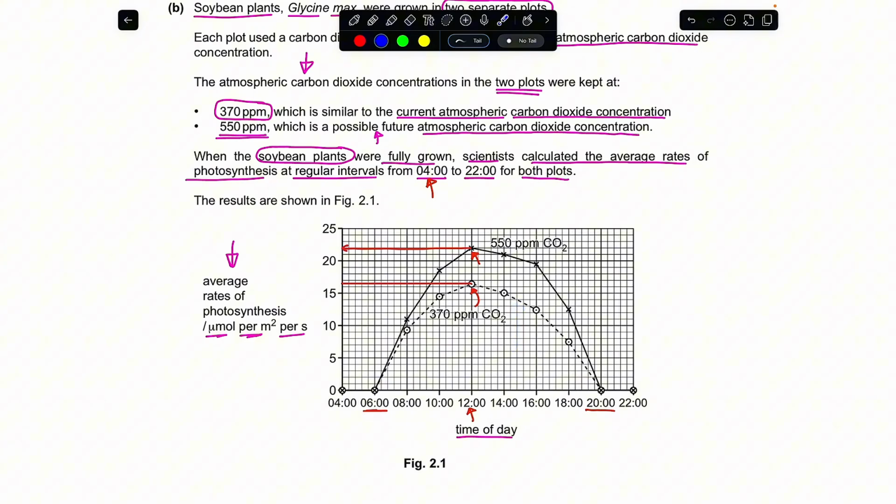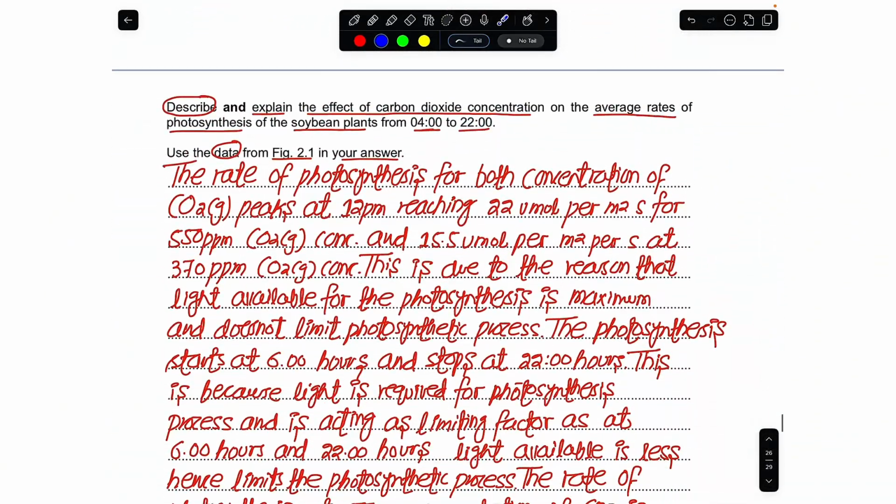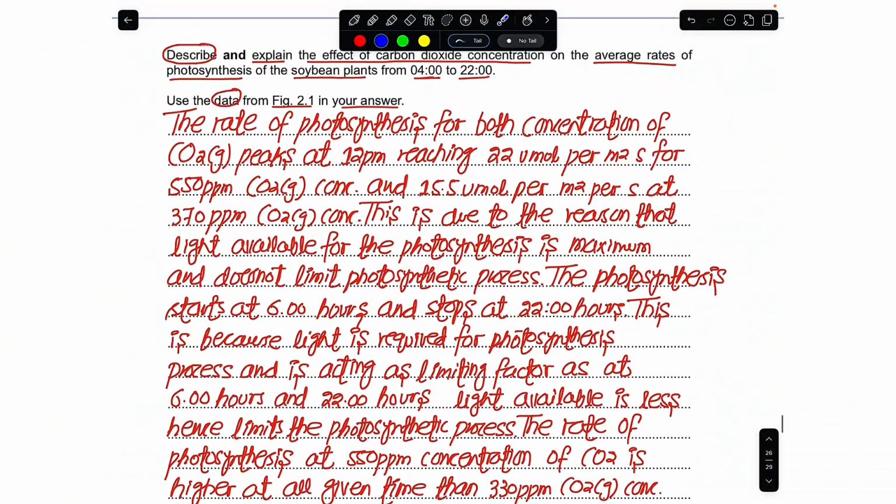And the explanation is very simple: when we have a greater carbon dioxide concentration, its diffusion into the leaves would be greater comparative to this. So that would result in a higher rate of photosynthesis for this curve comparative to this curve. I would now like you to have a look at my answer.